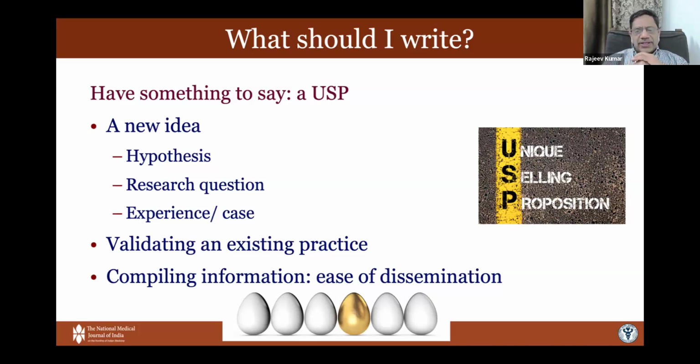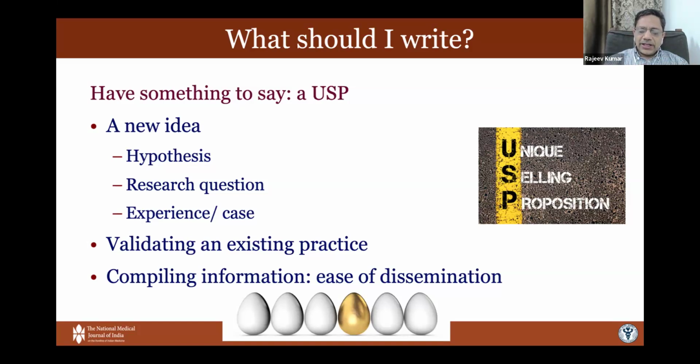So the most important thing and the easiest thing to do, of course, would be if you had a new idea. If you've got a new idea, a new hypothesis, or a new research question, that's obviously the easiest thing to sell. But that's also the most difficult to achieve. And therefore, that's not the only thing that works.